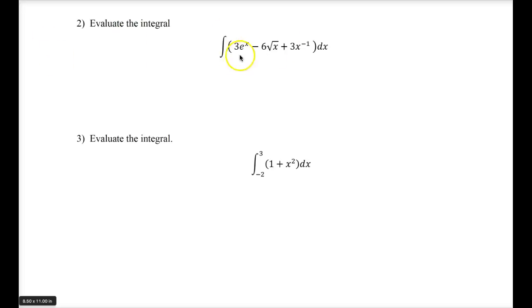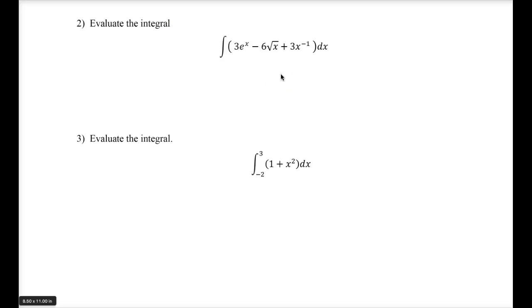So in example 2, what we're actually doing is trying to find the most general antiderivative so that we can find a formula for the area under the curve of this function. If we put some limits of integration here, then we'll know exactly from this x value to that x value. But since we don't have any numbers here, this is called an indefinite integral. And when we find the most general antiderivative, we always add a plus c at the end.